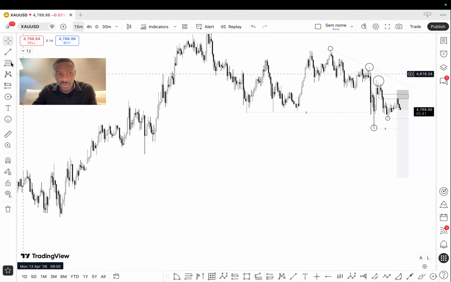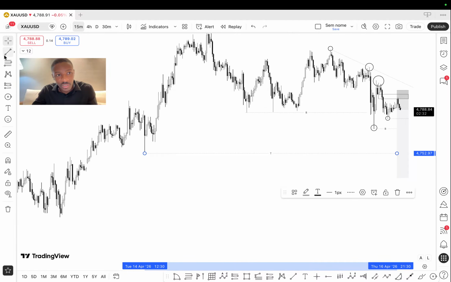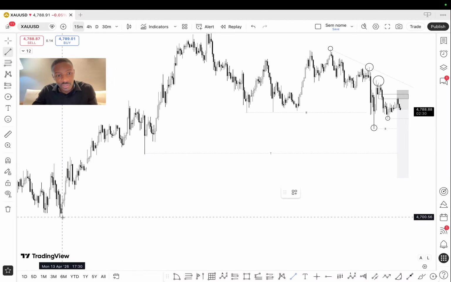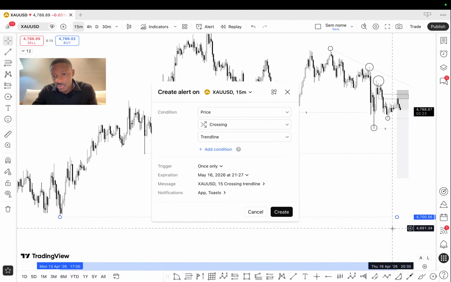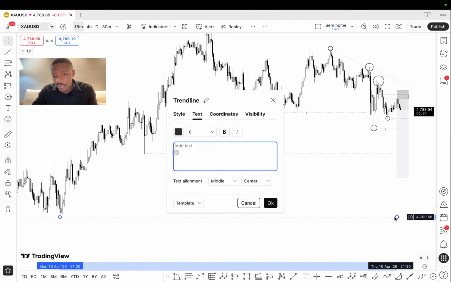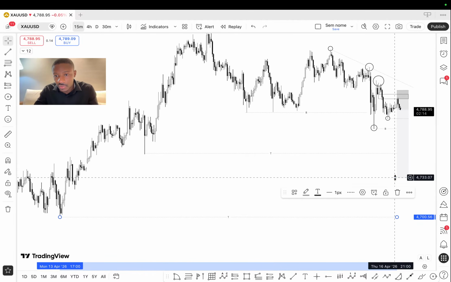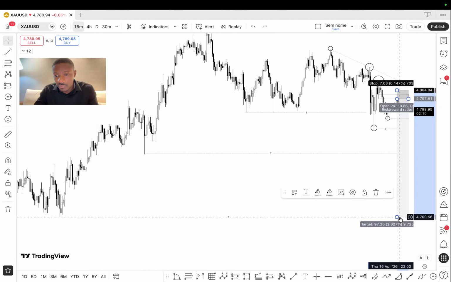So I believe that initially this could be a level that could be targeted. So I'll mark that and write it as TP. It should be our TP. And then we also have another level here, which we could consider. This could be a level that we could consider as our last target. So this would be TP as well. Yeah, so that's it. Okay, so let's wait for price at these levels.